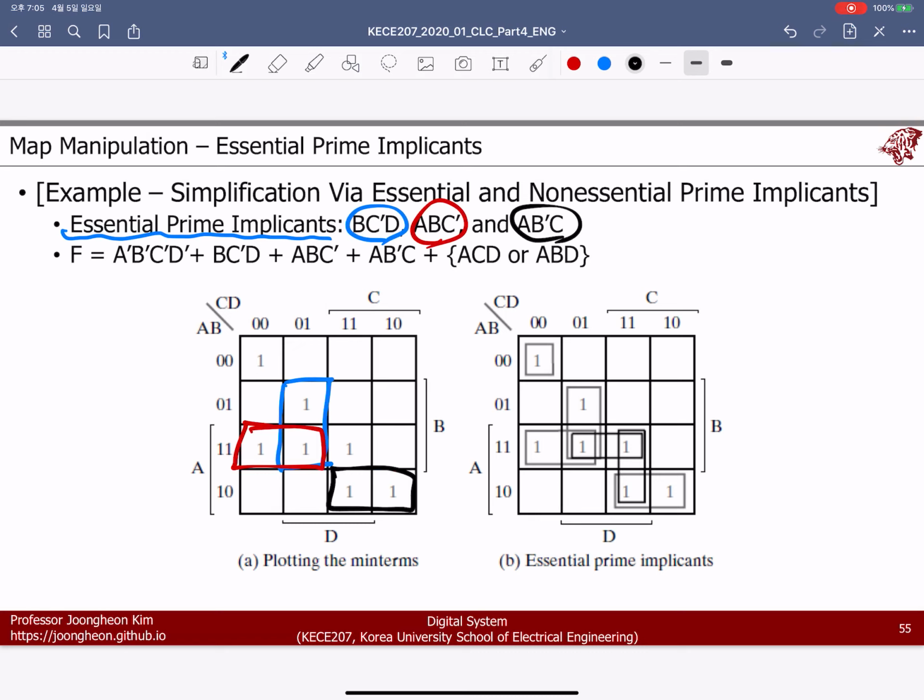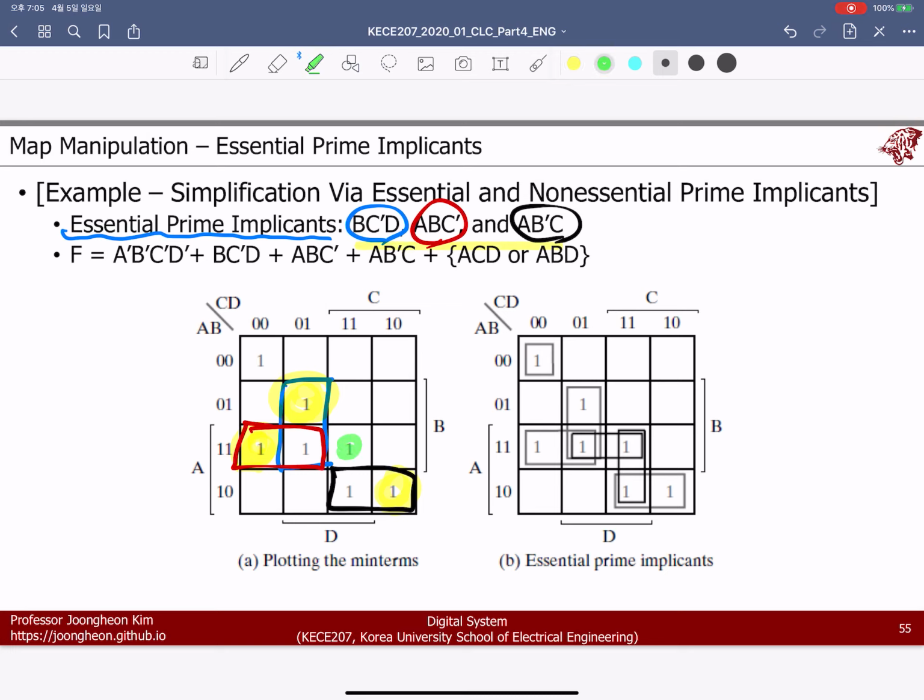So what's the difference? Here, you have to focus on these yellow ones. These yellow spots cannot be covered by the others. This yellow one should be covered by this red one, this yellow one should be covered by this blue one, and this yellow one should be covered by this black one. With the others, this cannot be covered. That's why this is called an essential prime implicant. So these three are essential prime implicants.